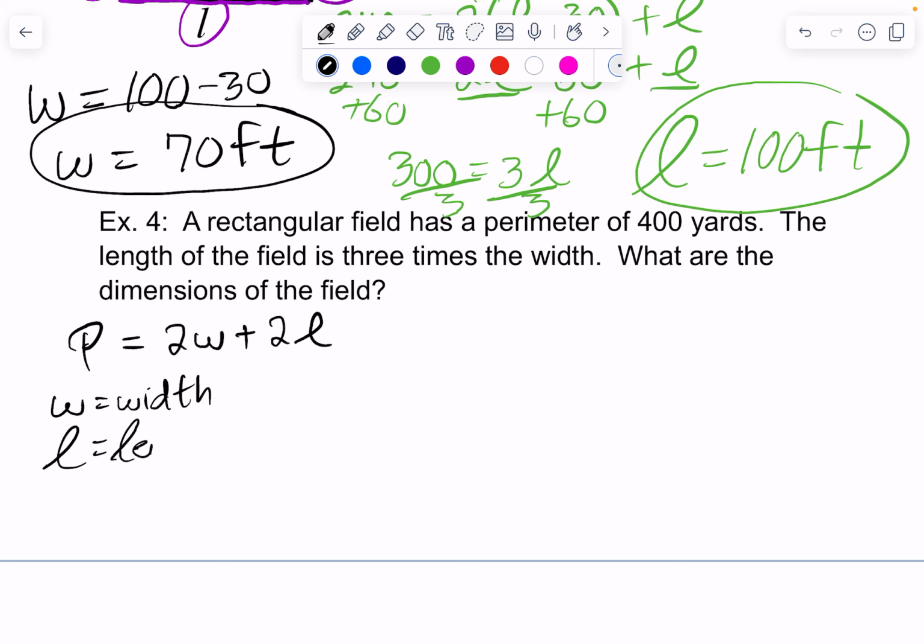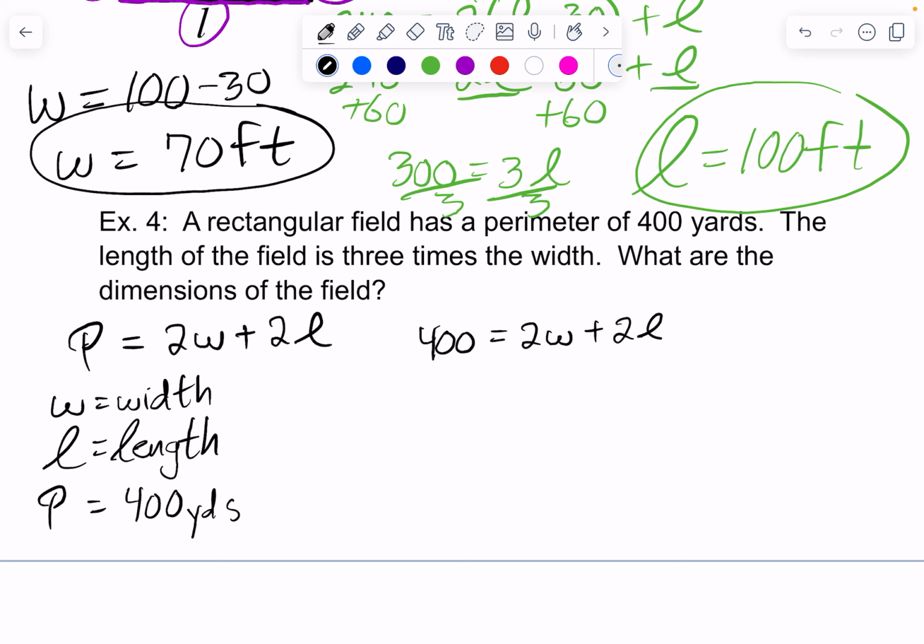L my length. And now the perimeter, we know, is 400 feet. So let's get to work. How do we solve this? It says here that the perimeter of the rectangular field is 400 feet. So 400 equals 2 times width plus 2 times length. And it says the length of the field, L, is 3 times the width.